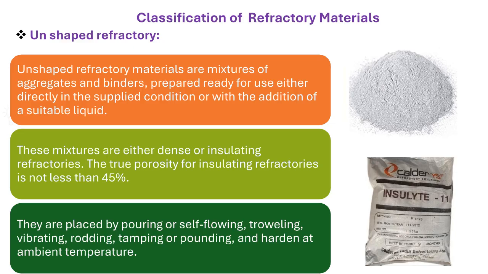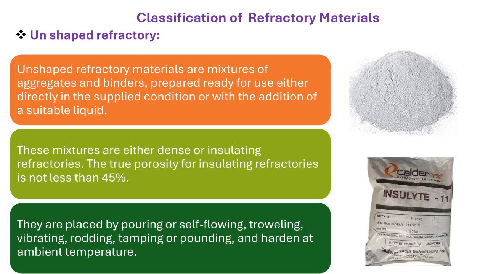Unshaped refractories can be applied using a variety of methods, depending on the material and application. Pouring or self-flowing for castables. Troweling, which is manual application using tools. Vibrating or roughing to remove air pockets. Tamping or pounding to ensure proper compaction. Once installed, these materials harden either at room temperature through chemical bonding or during subsequent heating inside the furnace.